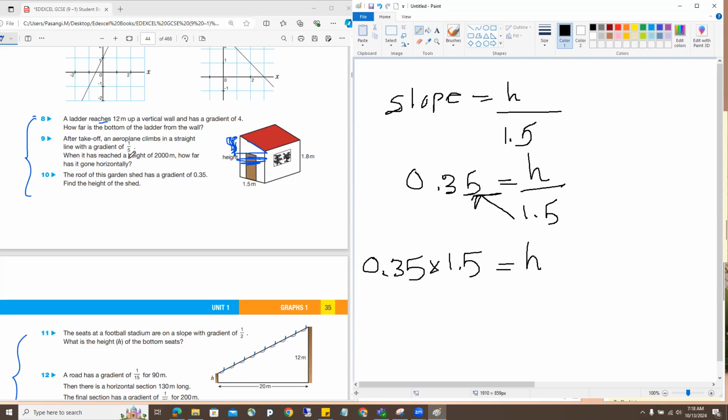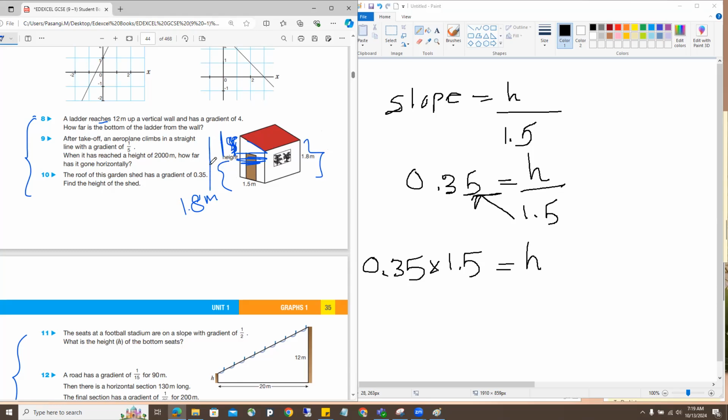So they are asking to find the height of the shed. I thought that we need to add 1.8 as well. What do you think? That means this part is 1.8, the height of the wall, so the entire height of the shed will be 1.8 plus this length. From here to here. Does the height of the shed mean only this part or this whole height? I think only this part, right? This is the height of the shed.